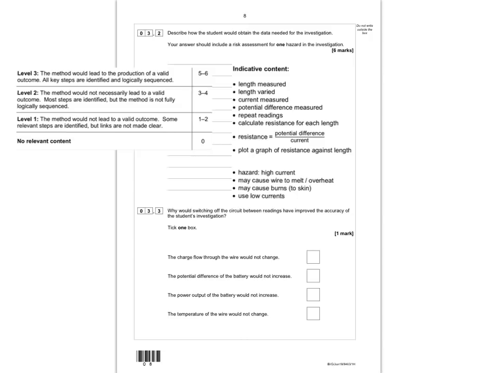You could always plot a graph at the end of that, doing resistance against length. That would allow you to see what the pattern is. So the outcome for most experiments in science is about plotting a graph at the end of it.